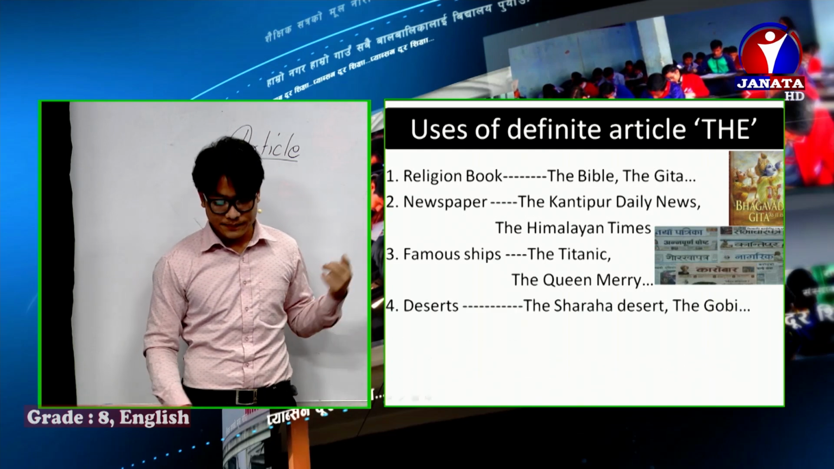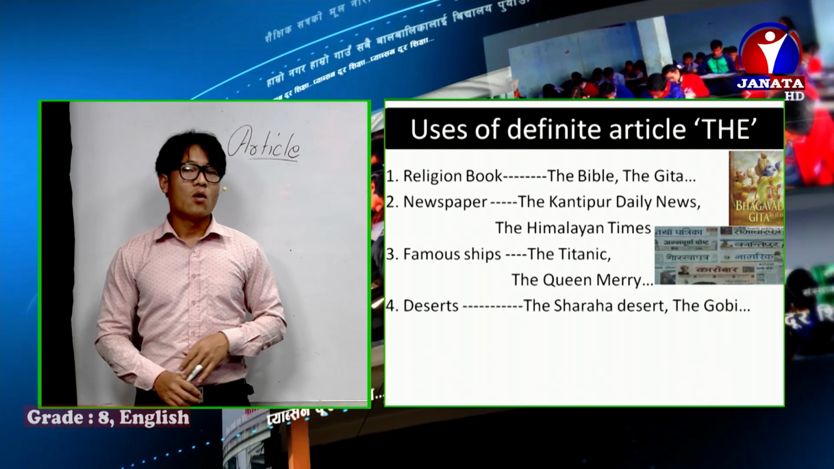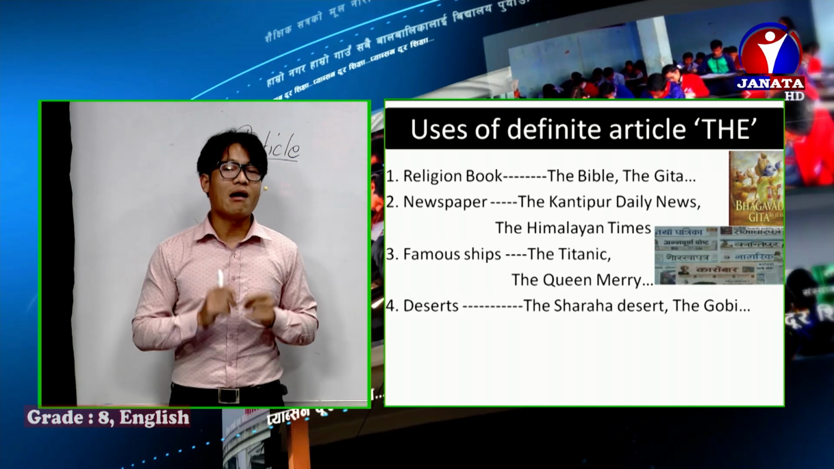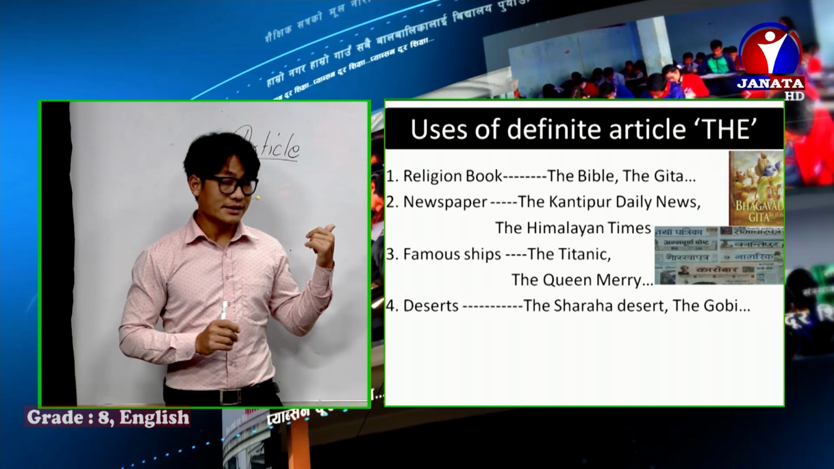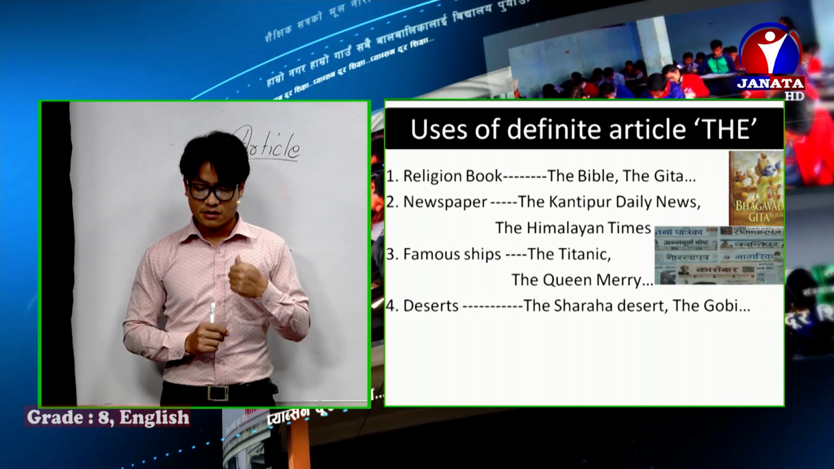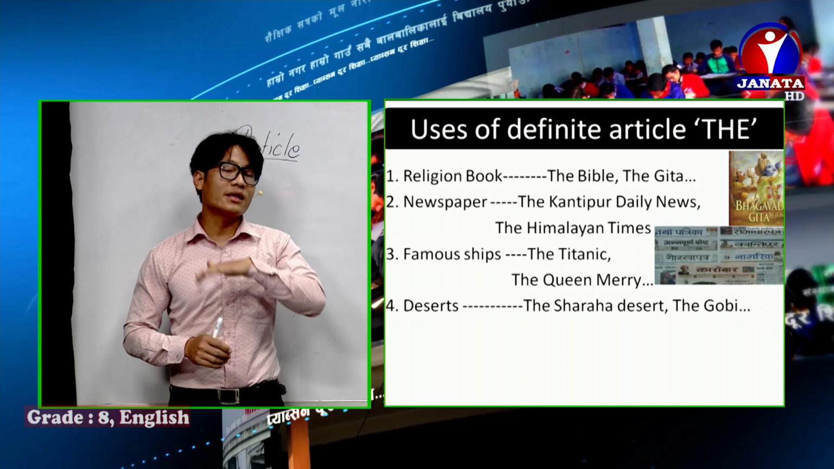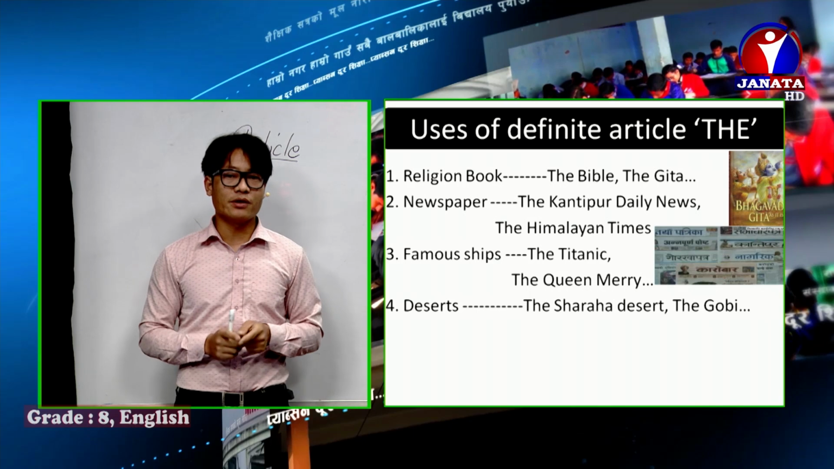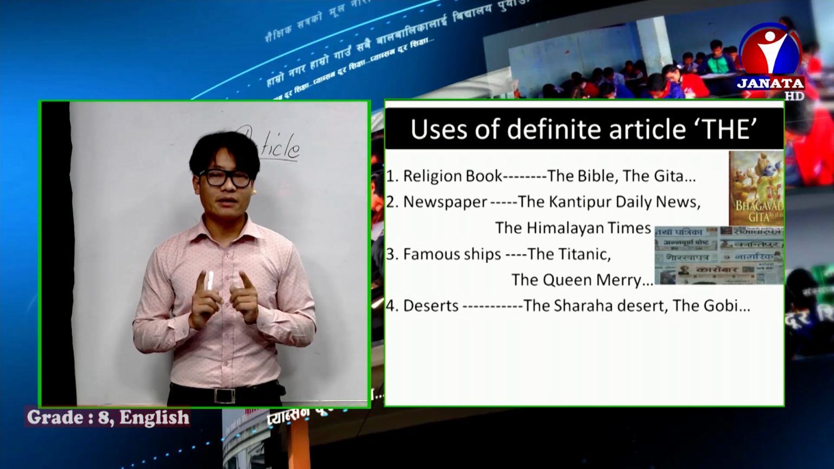Next, you can see desert. When there is a name of desert, then we write the article. Example, you can see here also, the Sahara Desert, the Gobi Desert. So when there is a name of desert, then you must be sure that the article is used.